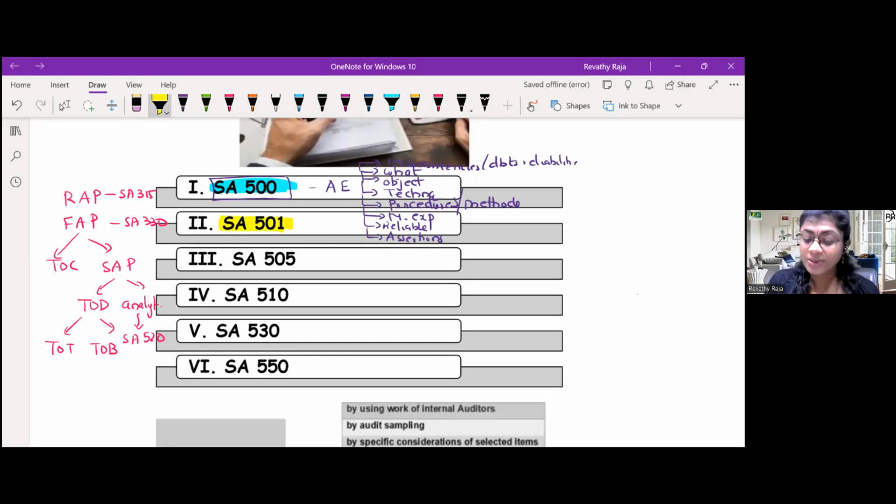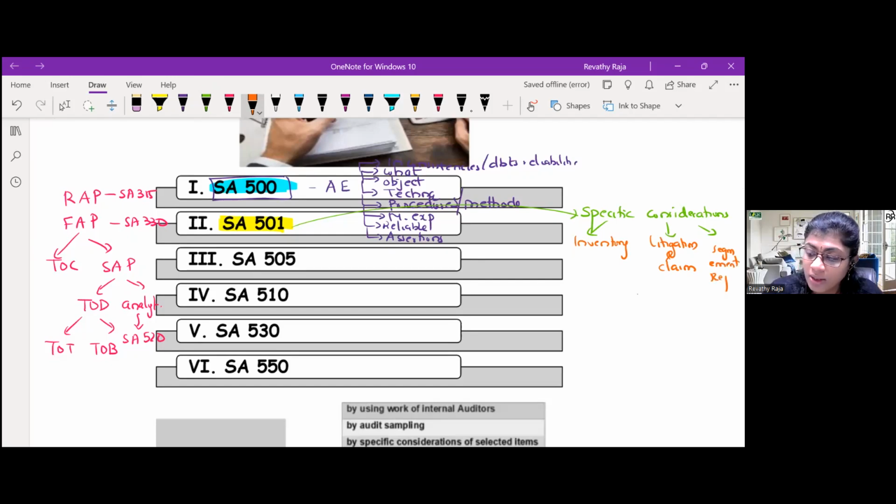Now moving forward to SA 501. 501 is also audit evidence only. Now what is the difference between 500 and 501? 501 is specific considerations for selected items. Now, what are the selected items? There are 3 selected items, which are inventory, litigation and claims, and one more, segment reporting, segment information.